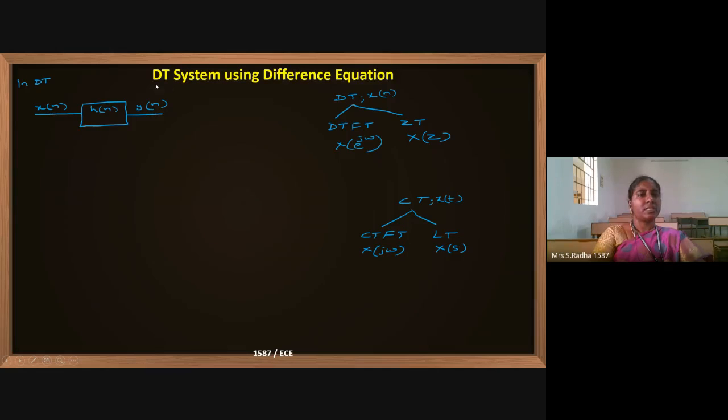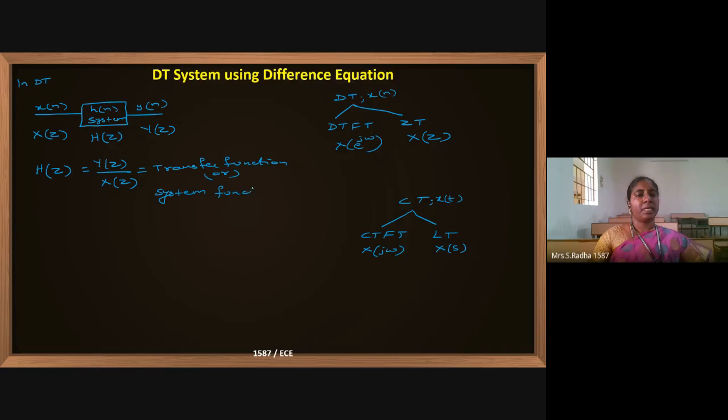Now we are talking about a discrete time system. This is the diagram I am taking. H of n is giving the system behavior. So h of n gives the system characteristics, and it also relates the input and output. If we apply Z transform to the input, output, and system behavior, then if you take output by input in Z transform, this is called transfer function or system function.